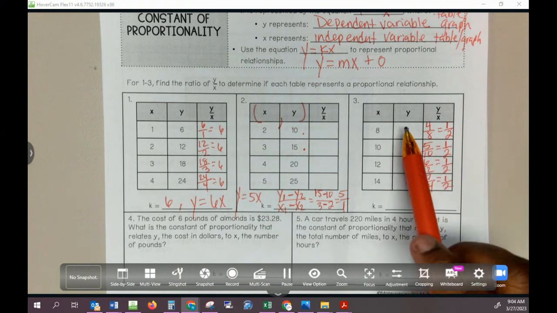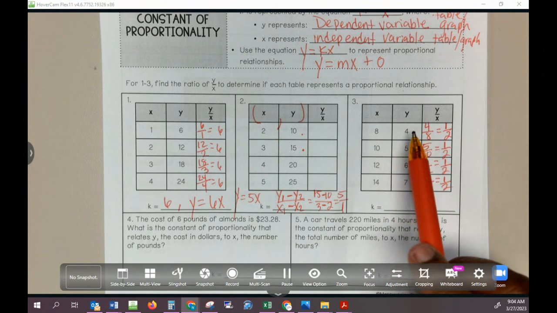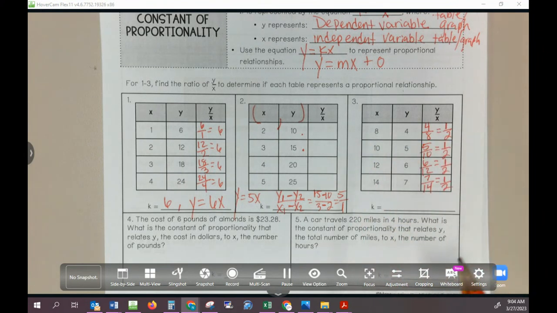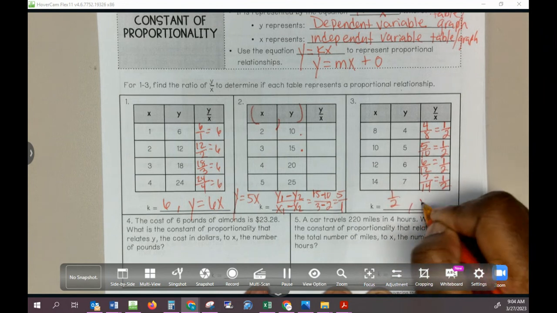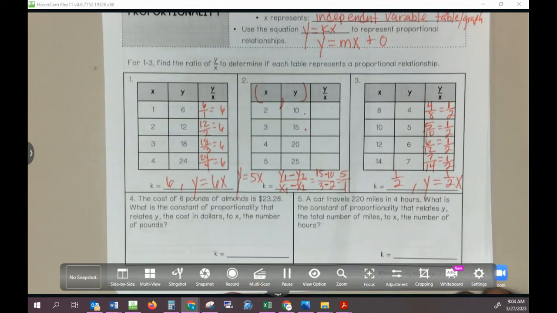I love this problem because sometimes we get in the habit of thinking everything needs to start with the bigger number. That's not always the case. Y is always going to be the top number because it depends on x. So our constant of proportionality is 1/2. Our equation is y equals 1/2 x.